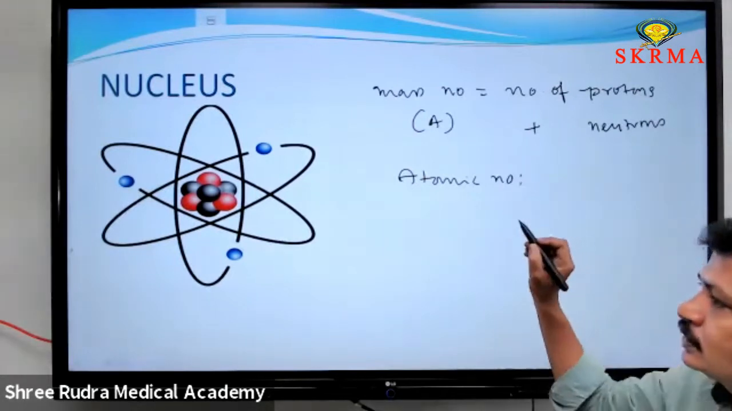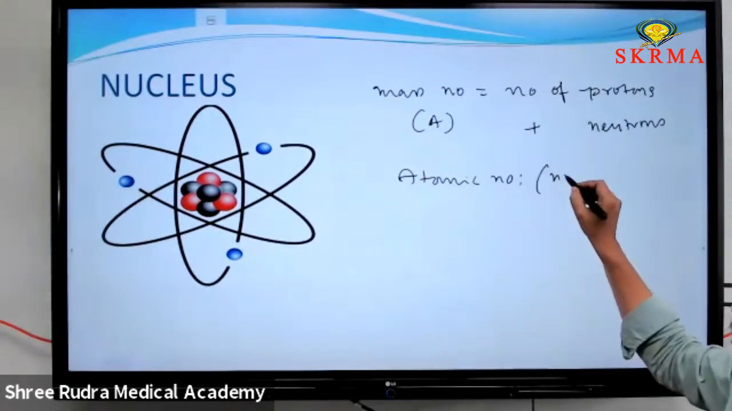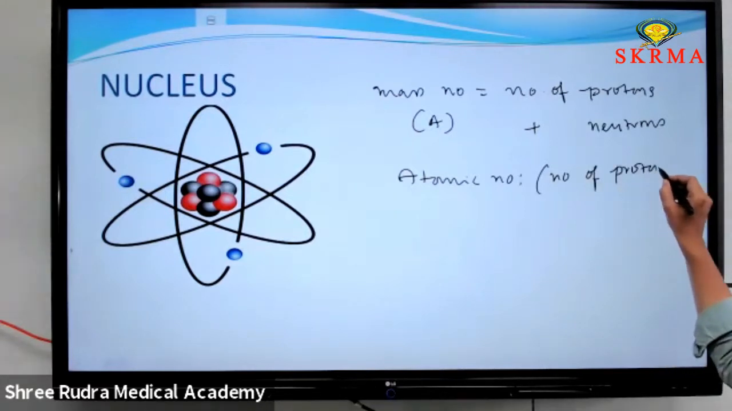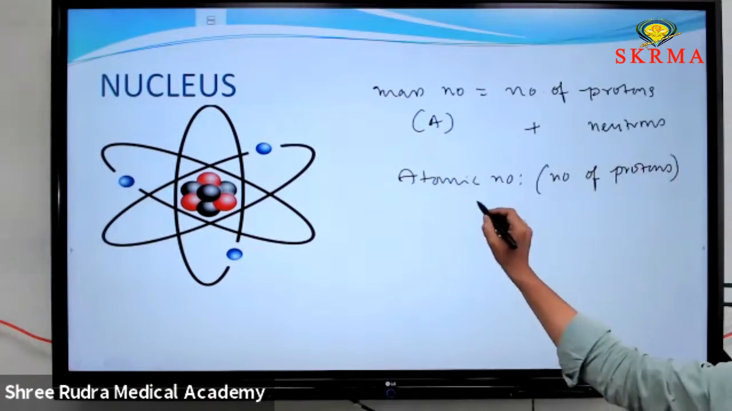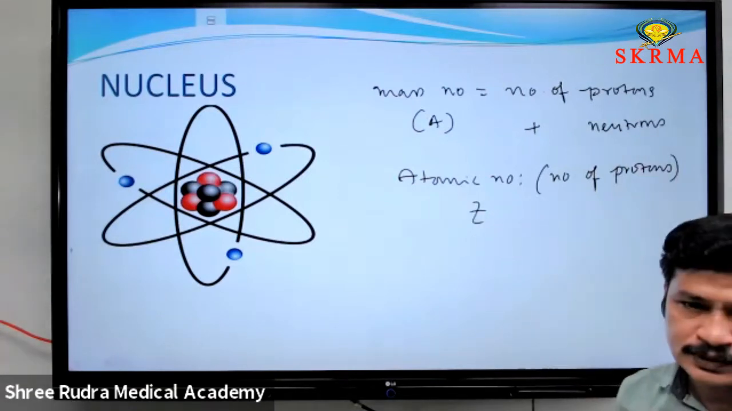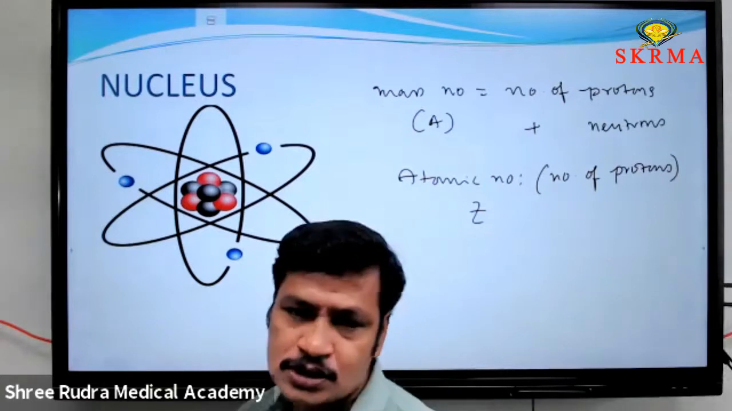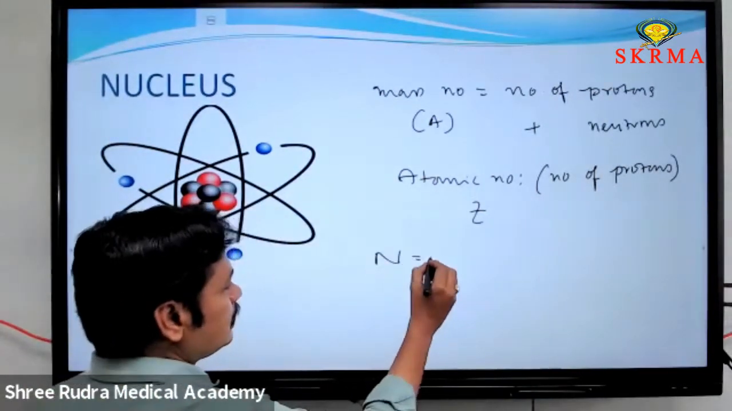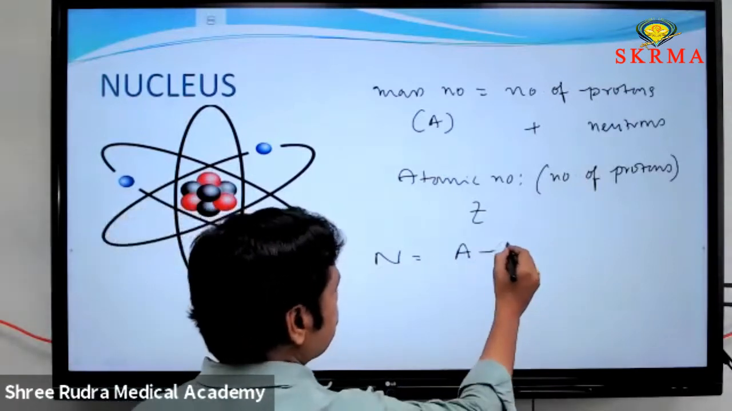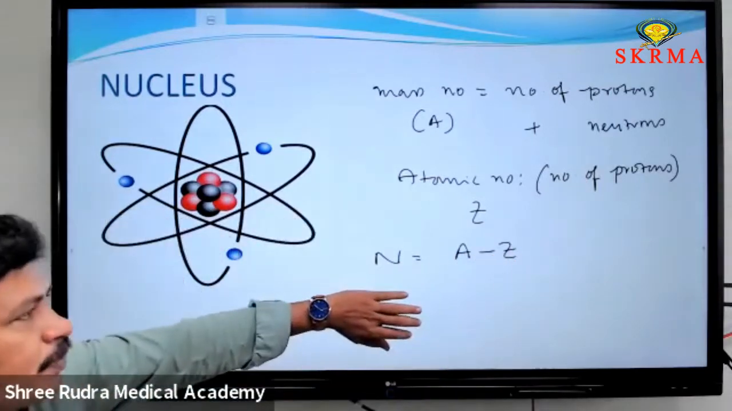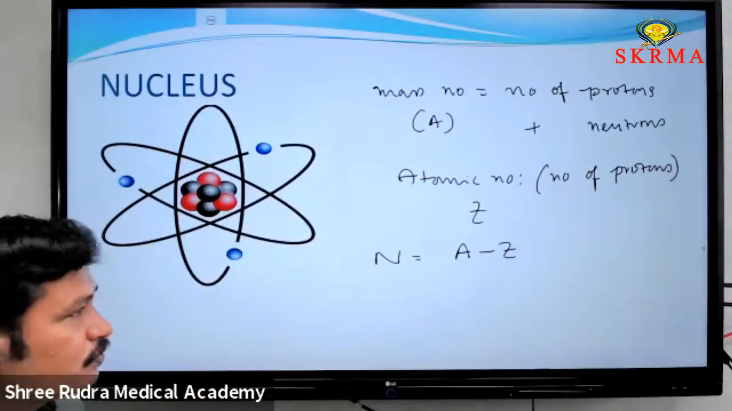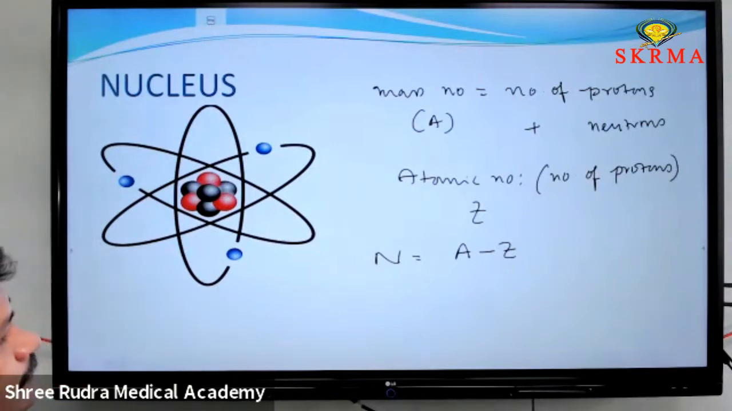What is atomic number? The atomic number is nothing but the number of protons inside the nucleus. The atomic number is represented with Z, and there are neutrons also inside the nucleus. The neutron number is represented with N equals A minus Z, meaning A minus Z number of neutrons are present inside the nucleus. This is the basic structure of nucleus.